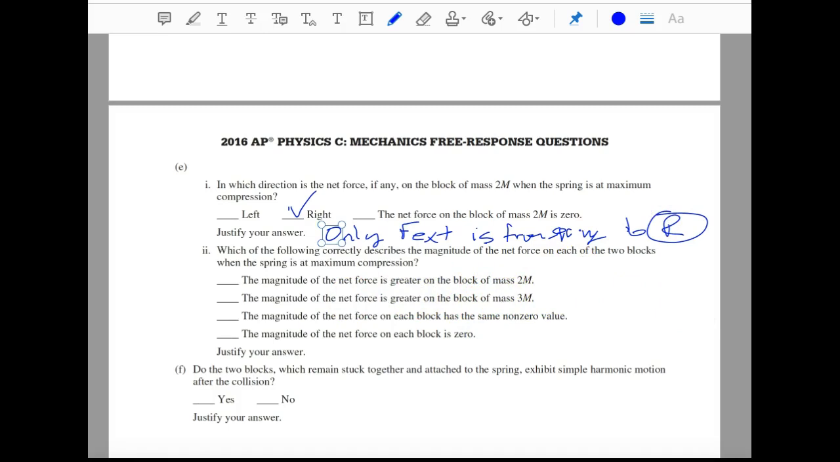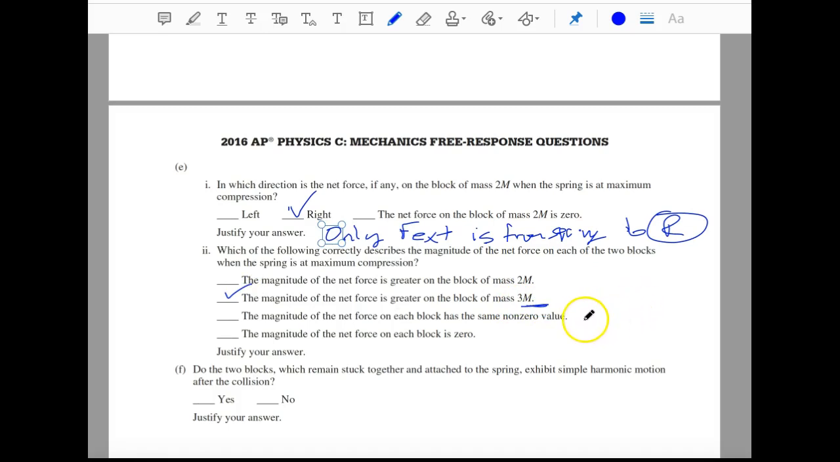For part double I, they want to know which of the following correctly describes the magnitude of the net force on each of the two blocks when the spring is at maximum compression. The magnitude of the net force is greater on block of mass 2m, greater on block 3m, the same non-zero value on each block, or the net force is 0. For this one, the magnitude of the net force is greater on block of mass 3m. So the question is, why is that?